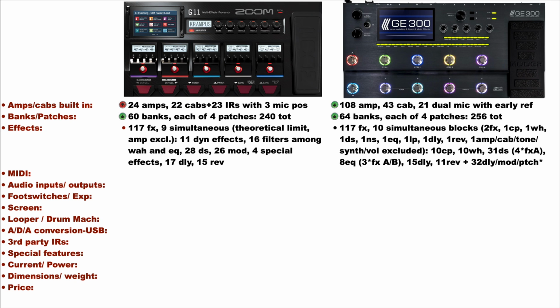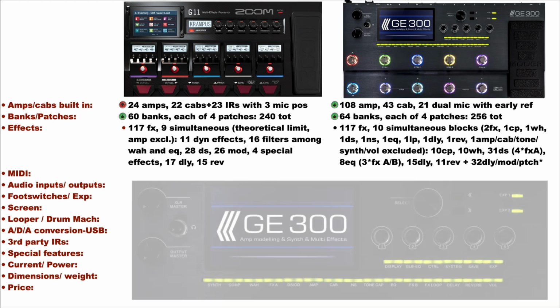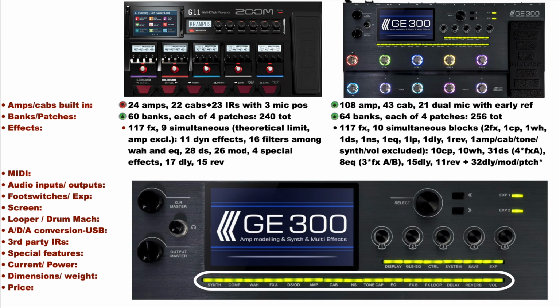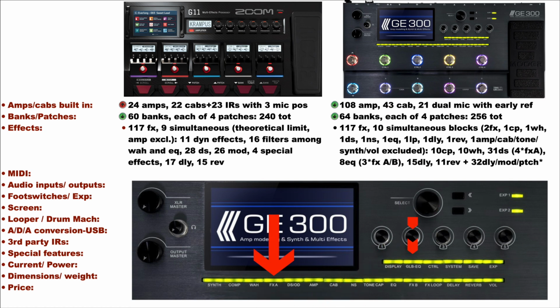The G300 has also 117 effects, pretty curious, the same amount of effects, in 10 blocks, excluding amp, cab, tone capture, synth and volume blocks. We have 2 blocks that can be assigned to 40 effects, that are the ones highlighted with the asterisk in the comparison chart. 1 block for the compression, 1 for the wah, 1 for the distortion, 1 for noise suppression, 1 for EQ, 1 for the external looper, 1 for the delay and 1 for the reverb.